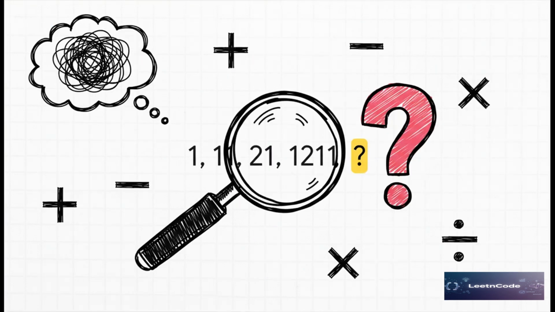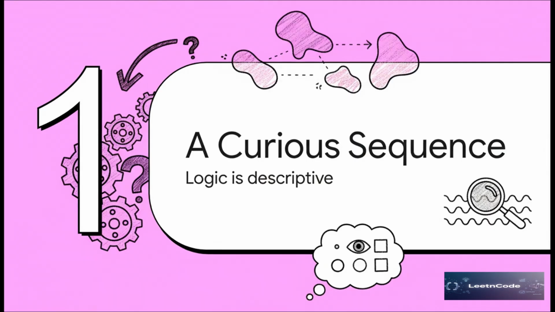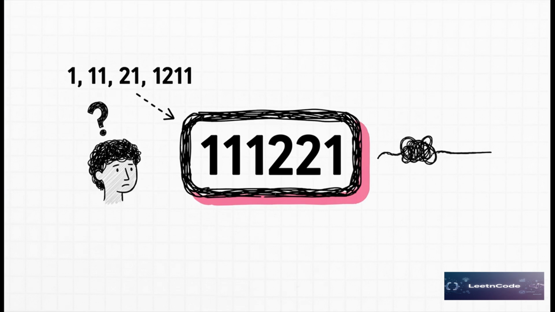Here it is: 1, then 11, 21, 1211, and then what comes next? Go ahead, take a second. It's not a simple math pattern. The secret is actually hiding in plain sight. Yeah, this is what's known as a curious sequence. The key to solving it isn't really about math at all, but about, well, description. Ready for it? The next term in the sequence is 111221. Now, if you're scratching your head right now, you are in exactly the right place.